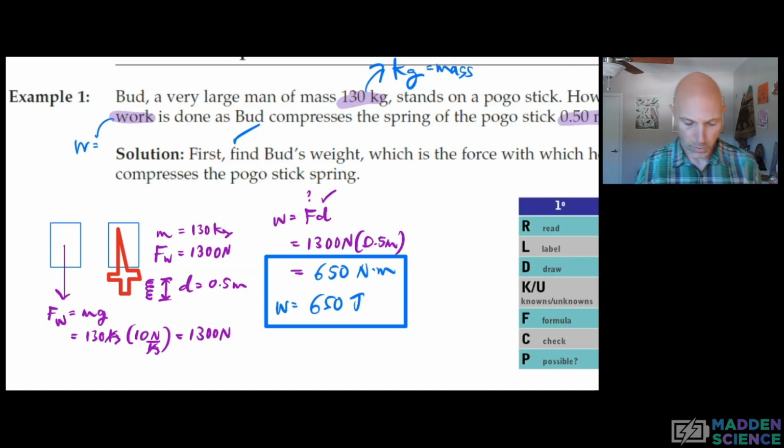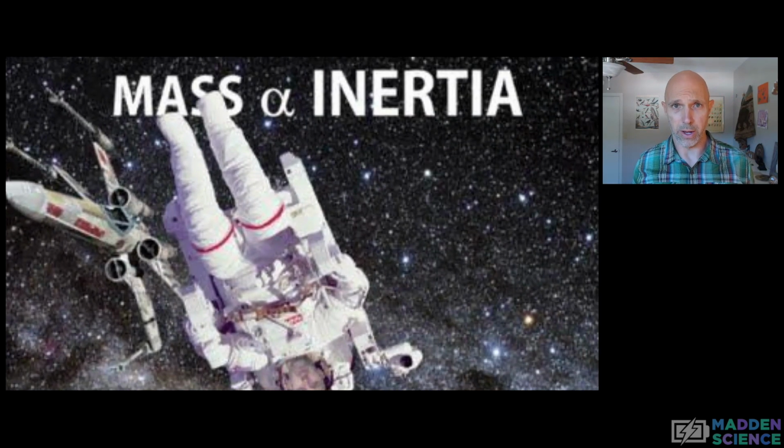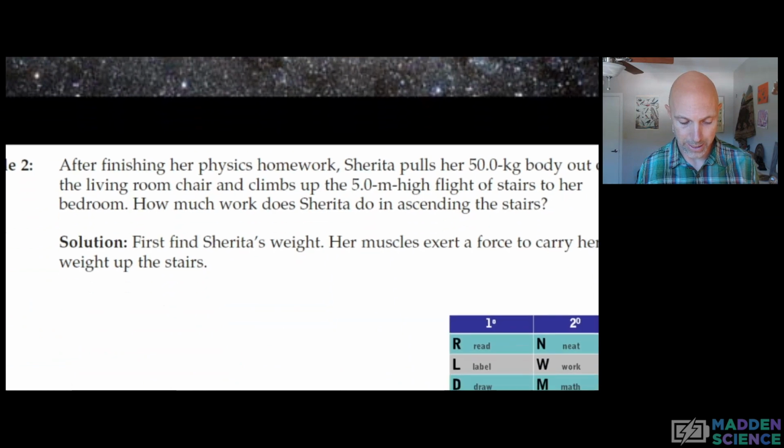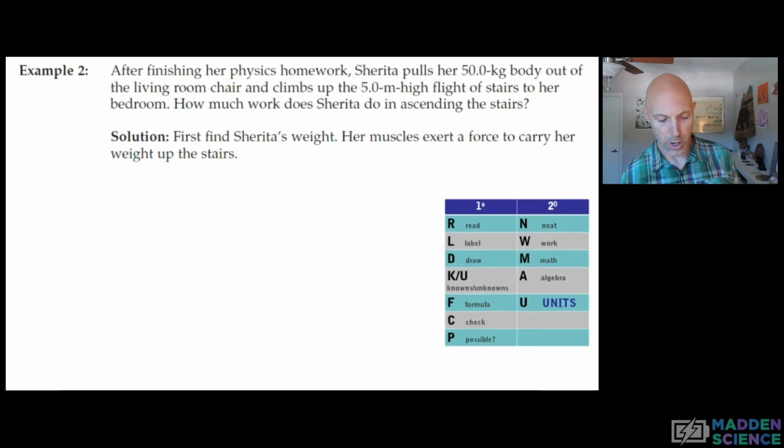In particular, we're looking at number 2. Again, this is a reminder of the video on the difference between mass and weight. So we're going to do number 2, and we'll probably leave number 3 for you guys, but we'll talk about it though.